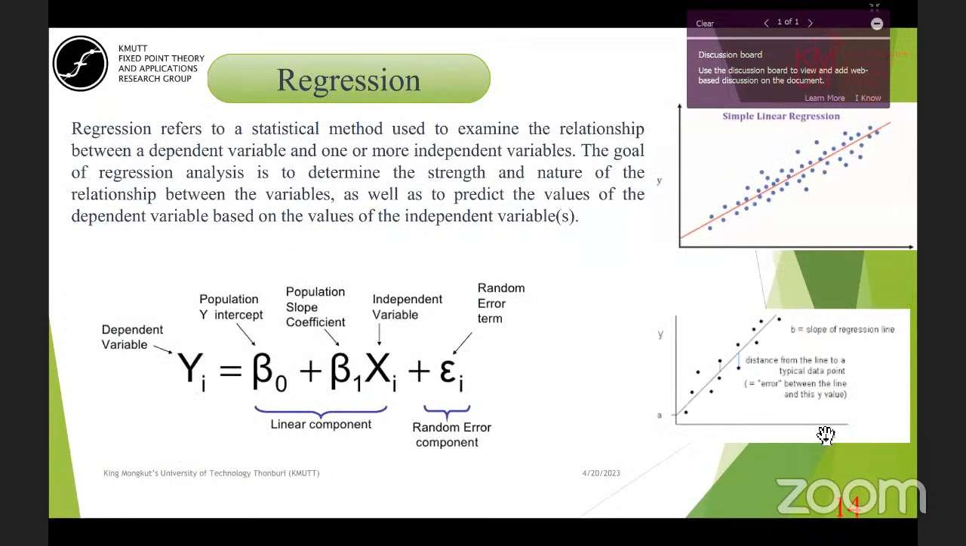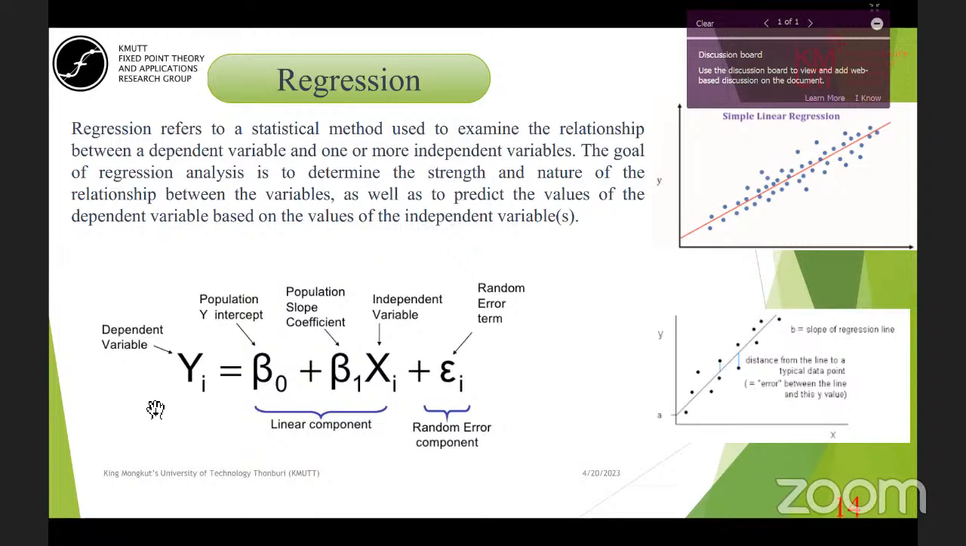For the statistical analysis, I use regression. So we must know about regression. Regression actually refers to a statistical method used to examine the relationship between a dependent variable and one or more independent variables. The goal of regression analysis is to determine the strength and nature of the relation between the variables, as well as to predict the value of the dependent variable based on the values of the independent variables.